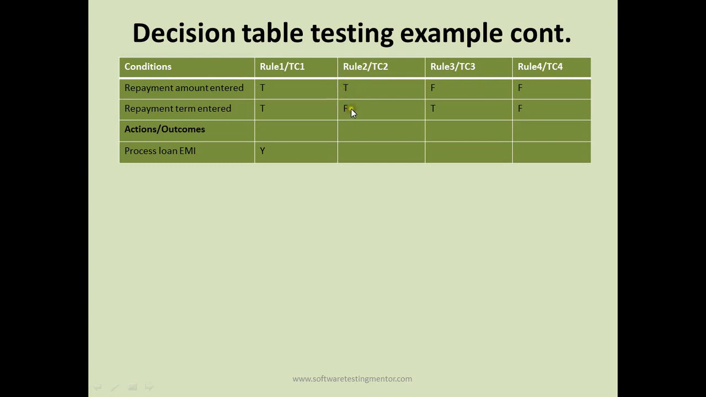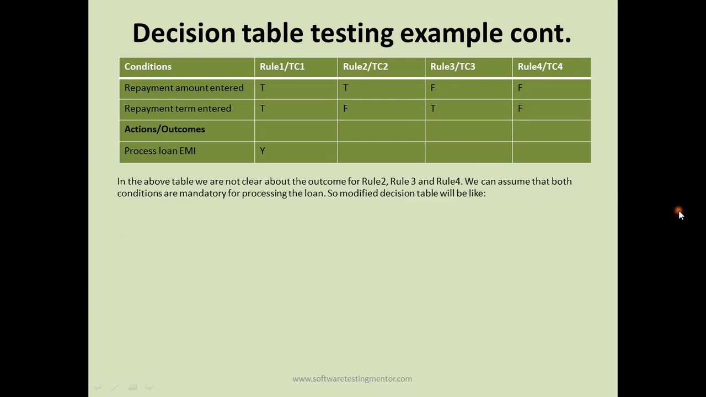In the second case, amount entered true, repayment term entered false. So we are not sure what the outcome should be. Similarly, amount entered false and term entered true, we are not sure here. Or if both the fields are false, what will happen? So in the above table, we are not clear about the outcome for rules 2, 3, and 4.